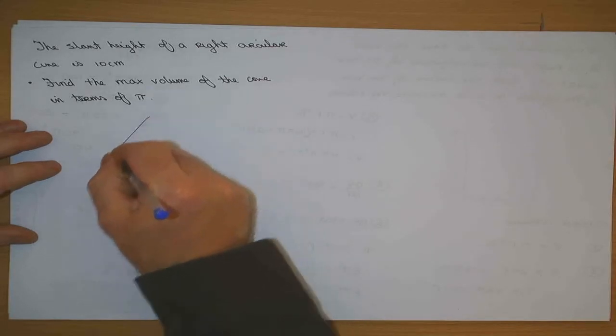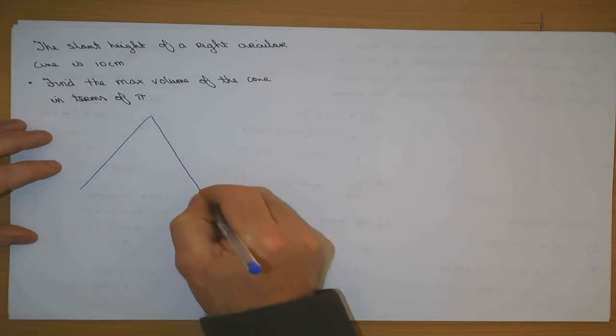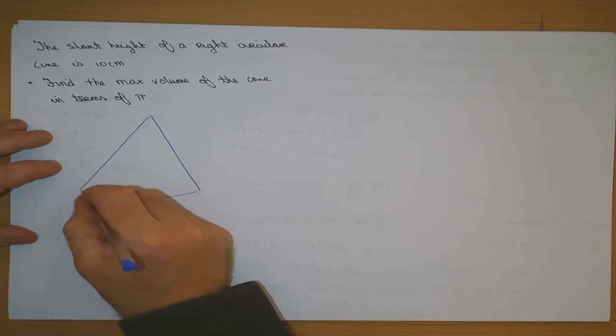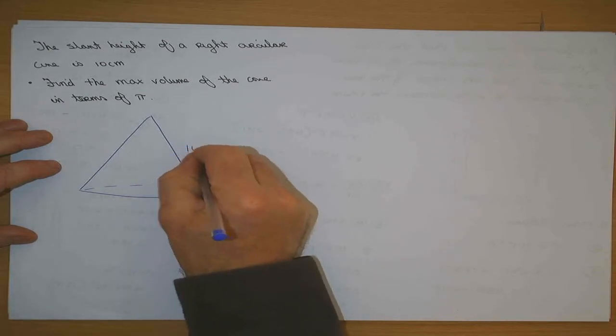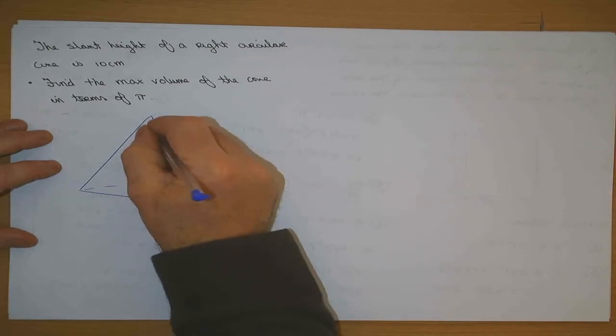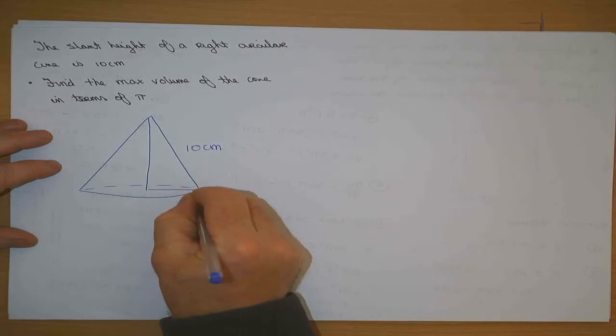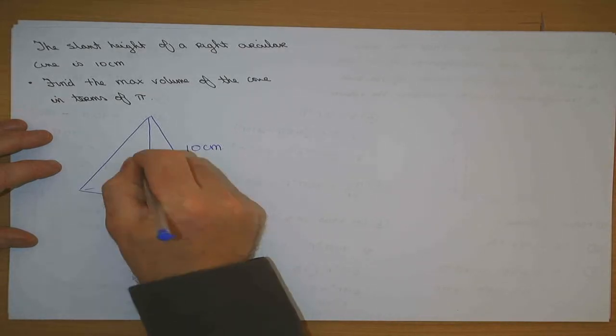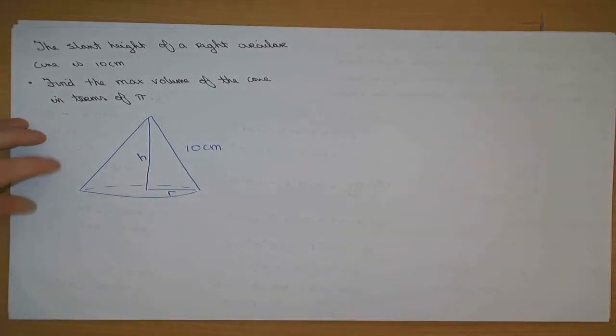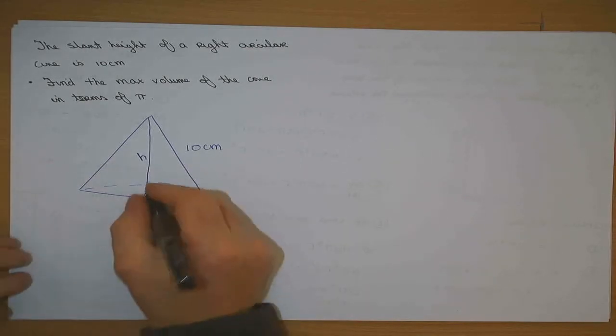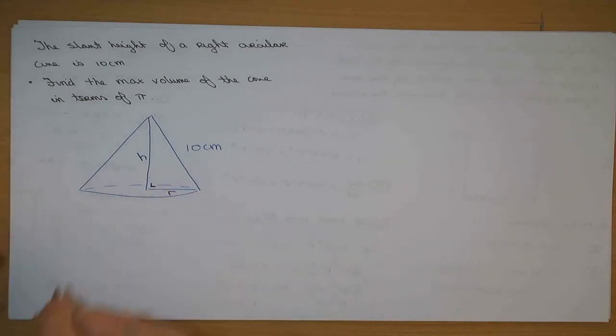I have a right circular cone. I will draw it. And I'm told the slant height is 10 centimeters. I know both of them: that's the radius and that's the height. And a right circular cone has a right angle. It's your cone as you would understand.